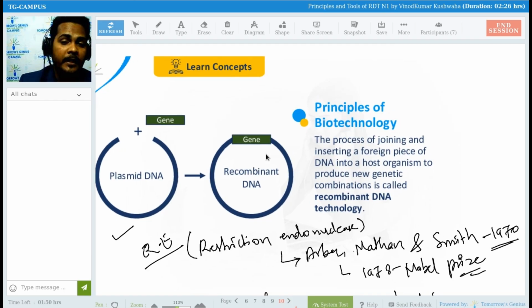So what is recombinant DNA? The process of joining and inserting a foreign piece of DNA into the host organism to produce a new genetic combination is called recombinant DNA technology. In short, it is also referred to as rDNA technology. Okay, that is recombinant DNA technology.